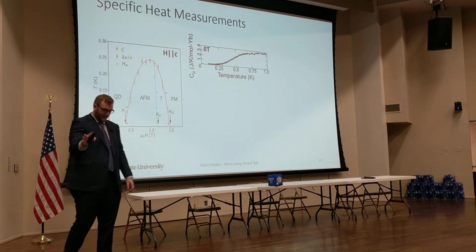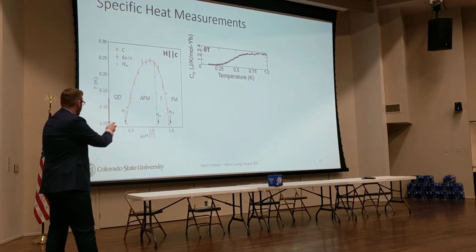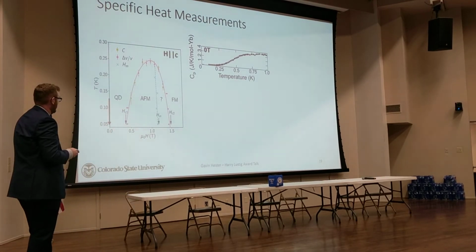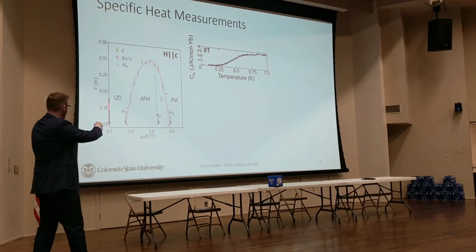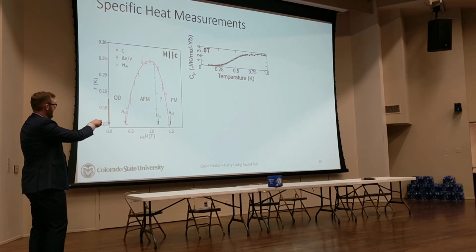So I want to show you how we got this phase diagram. So I performed specific heat measurements to get the yellow points on here. At 0 field, we get specific heat that looks like this. And I should mention there will be an arrow on the phase diagram showing you where the data is at.